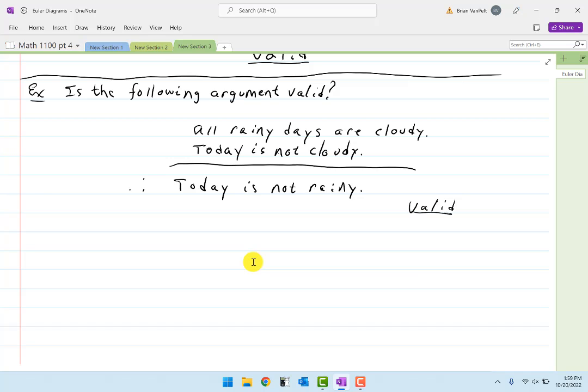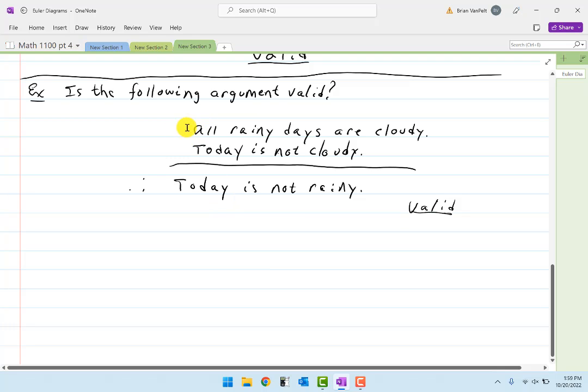Once again, if you think about today, today is your subject. Does it follow from the two premises? And I think it does easily. Let's start with, if today were rainy. If today were rainy, then according to the first part of the argument right up here, it would have to be cloudy. But that is in direct contradiction to this second line. So what are we forced to conclude? Today is not rainy is the only conclusion we can make.